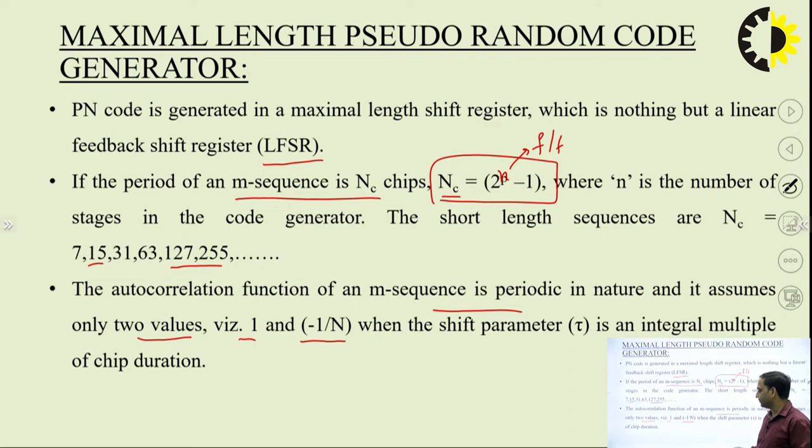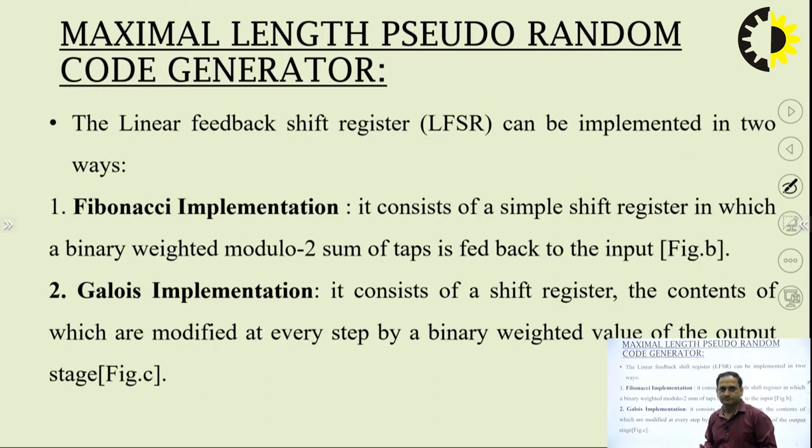So this will depend upon the autocorrelation between the two sequences, okay? There should be minimum cross-correlation and maximum autocorrelation, then only we can detect the signal at the receiver side. So linear feedback shift registers can be implemented in two ways.